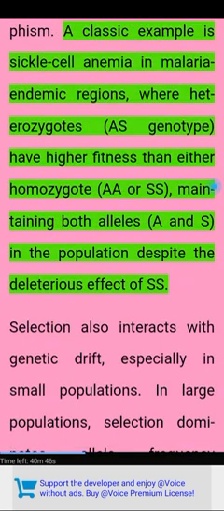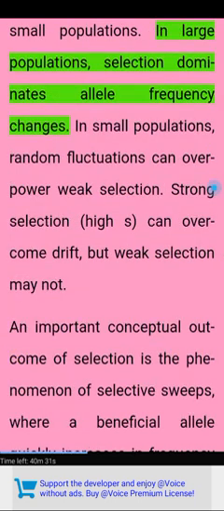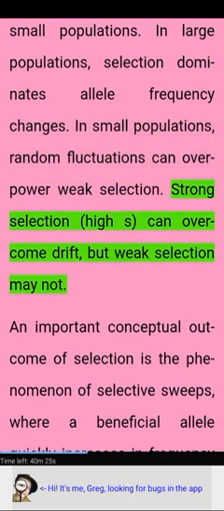A classic example is sickle cell anemia in malaria endemic regions, where heterozygotes with the AS genotype have higher fitness than either homozygote, AA or SS, maintaining both alleles A and S in the population despite the deleterious effect of SS. Selection also interacts with genetic drift, especially in small populations. In large populations, selection dominates allele frequency changes. In small populations, random fluctuations can overpower weak selection. Strong selection, high S, can overcome drift, but weak selection may not.